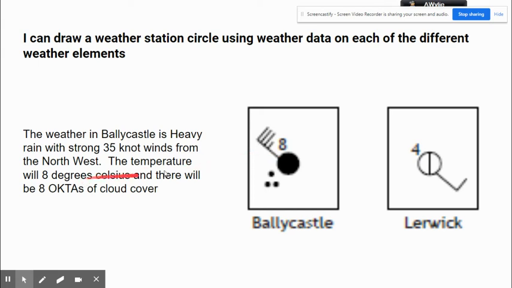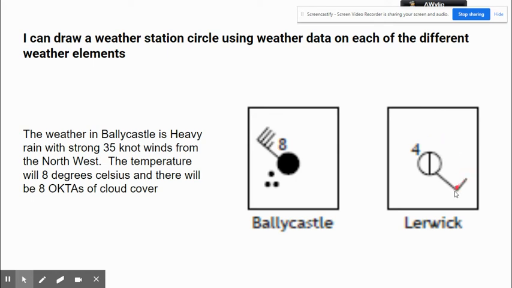The temperature is 8 degrees, so we write the number 8 up to the top left-hand corner of our weather station circle. And 8 octas, octa is a measurement of cloud cover, and it's the maximum you can get, so it's 8 out of 8. So 8/8 of the sky is covered in clouds, which is the same as saying 100%, so we have a fully blackened circle.